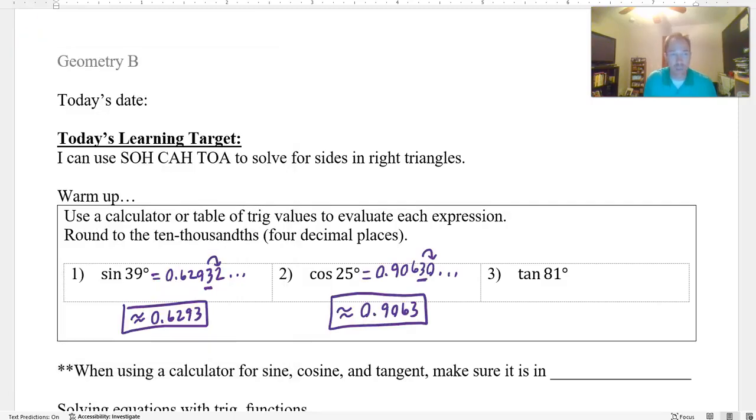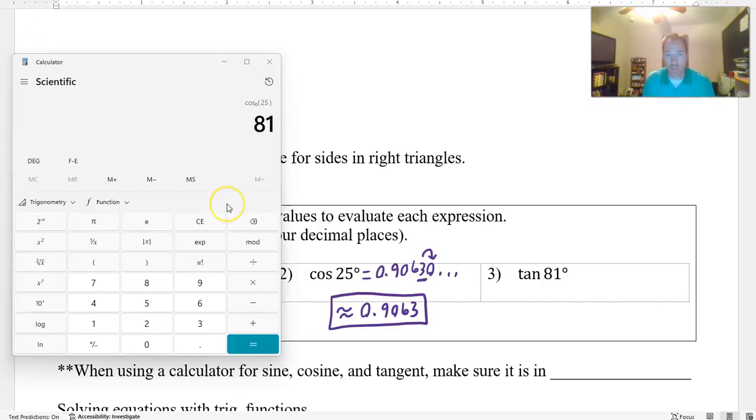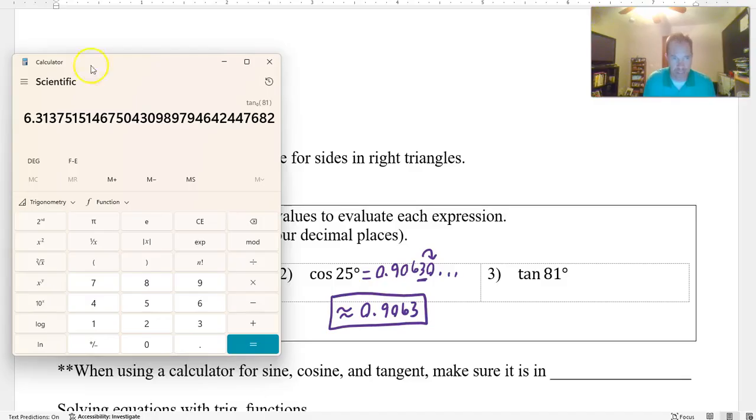And then tangent of 81, again, I'm going to go to the calculator here. And again, depending on the calculator you use, you might need to start with the angle 81 and then ask the calculator to do the tangent of that. So we got 6.31375. That's going to round us to 6.3138.